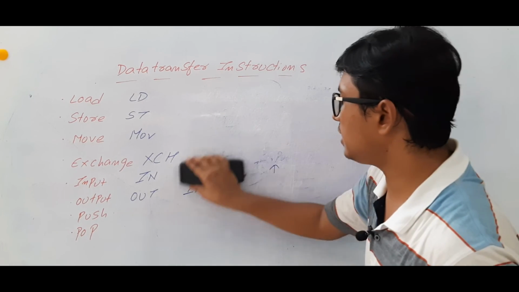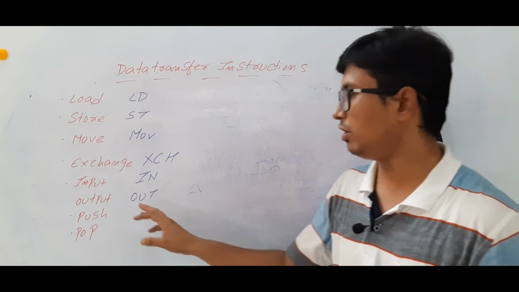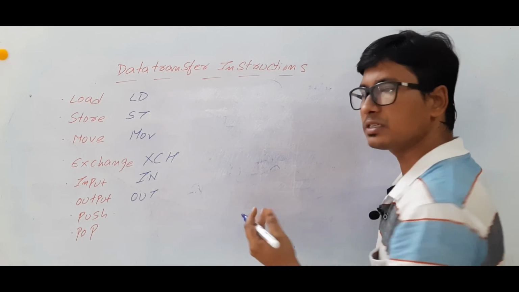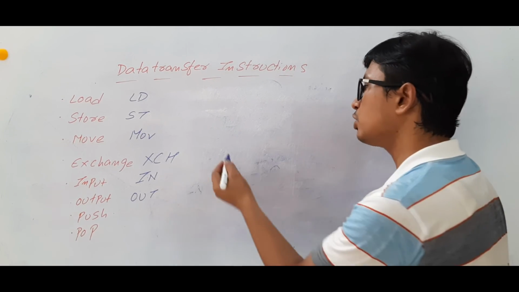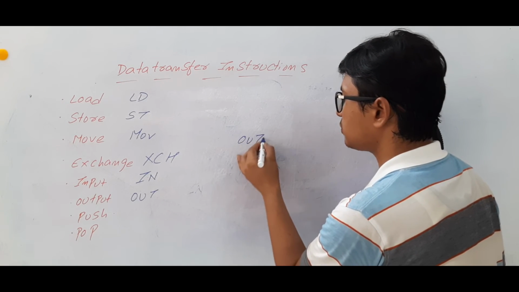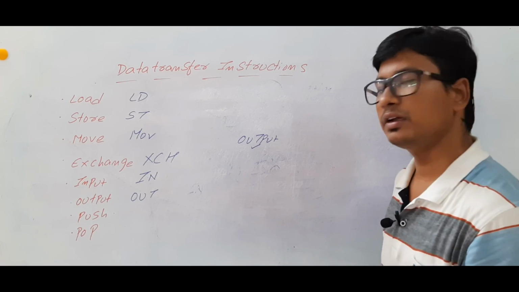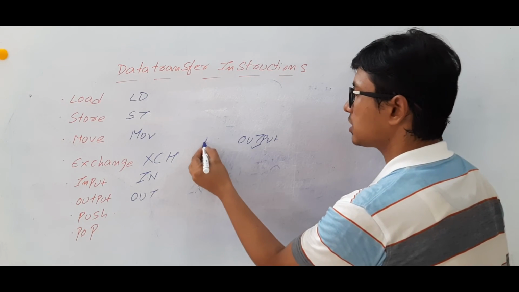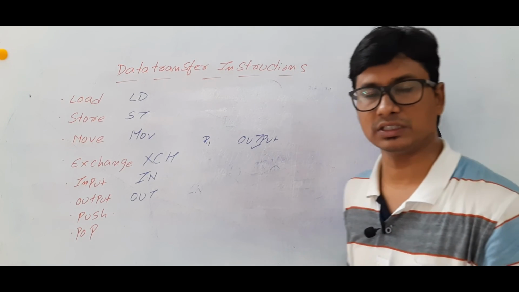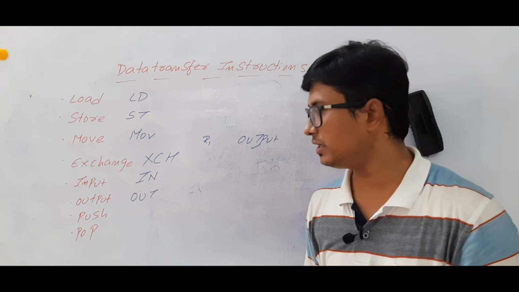Okay, so similarly the out instruction or output instruction will be useful for you to transfer the content from some main memory or from the registers to an output device. Is it clear? So if you want to transfer any content, the output device is your destination and the source can be a register or it can be a main memory address location. Is it clear? So this is the way the output instruction will be executed.